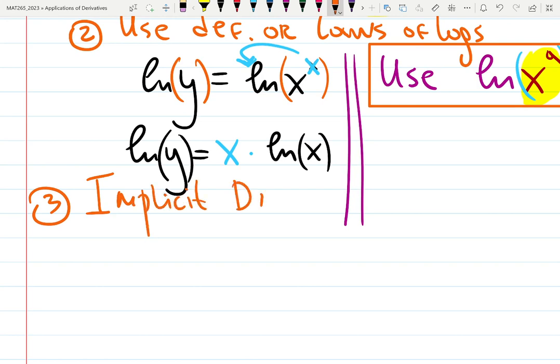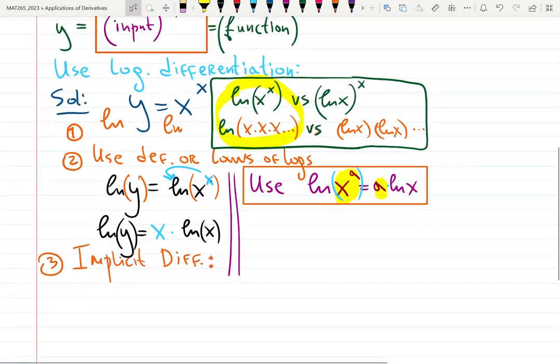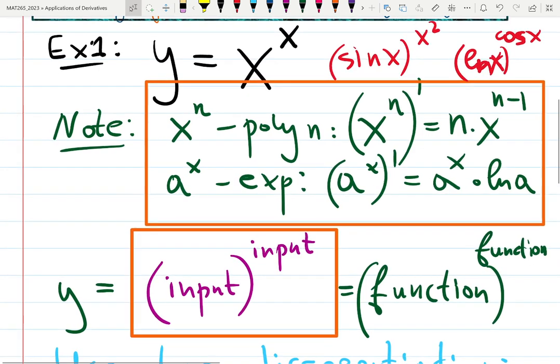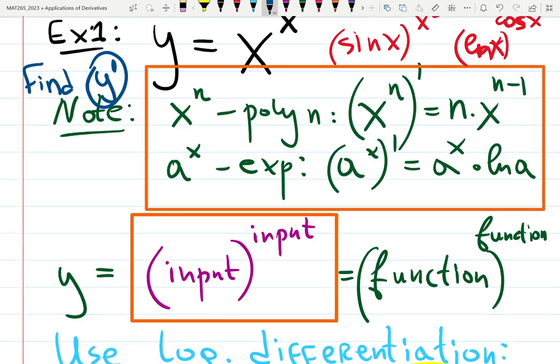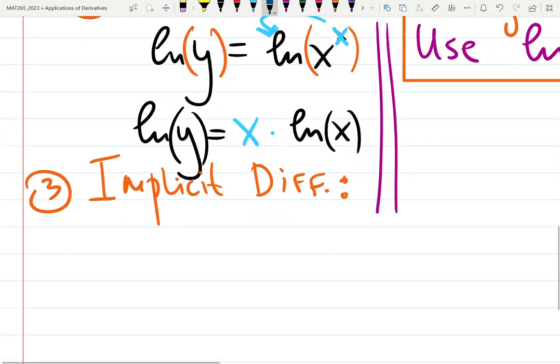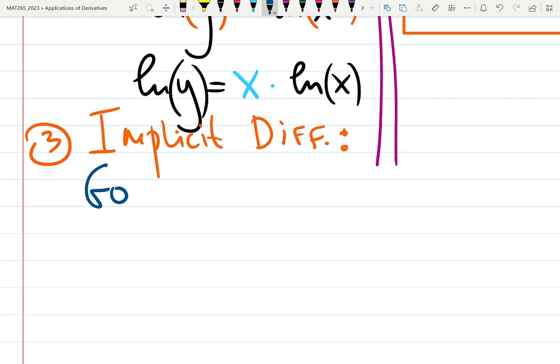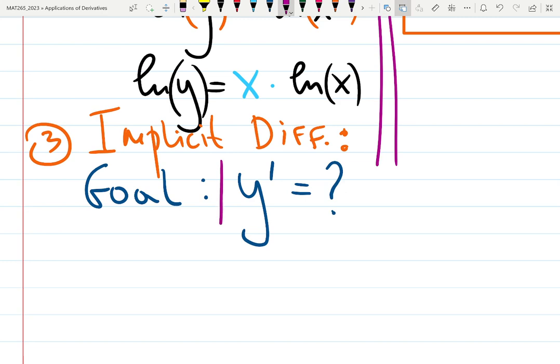Implicit differentiation. Oh, did I ever mention what's the goal? What is the goal of all of this? I think I forgot to mention. We're working with x to the x. Find y prime. So the whole goal is to find the derivative of y. And I don't know how to differentiate x to the x. So I'm performing logarithmic differentiation because now I know how to find x times log. Our goal is to find y prime equals. So I want to have this notation of y prime equals blah, blah, blah.